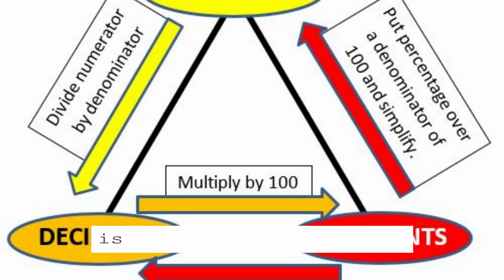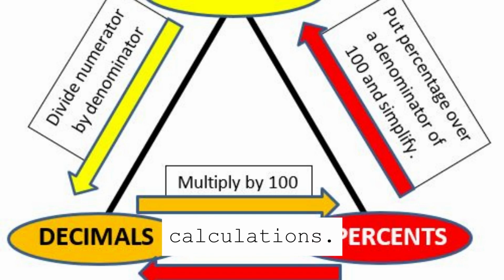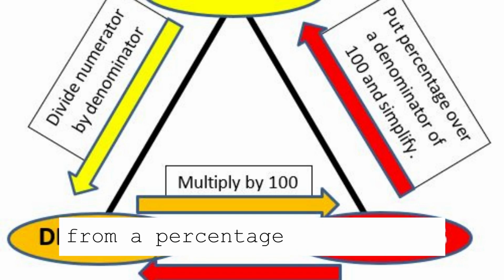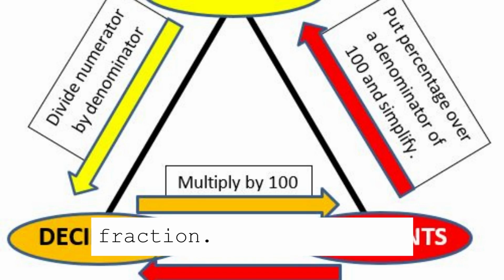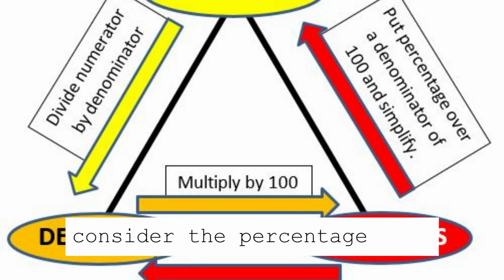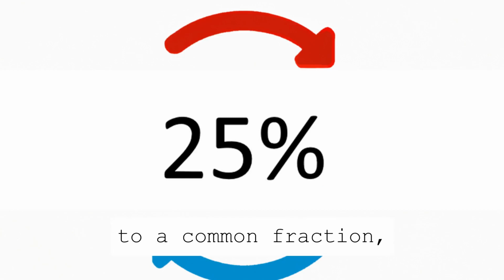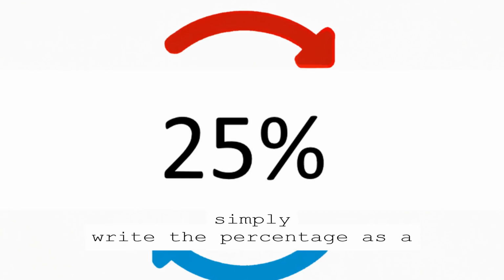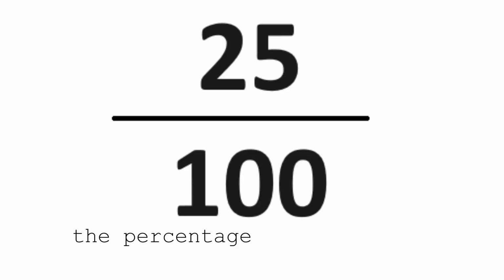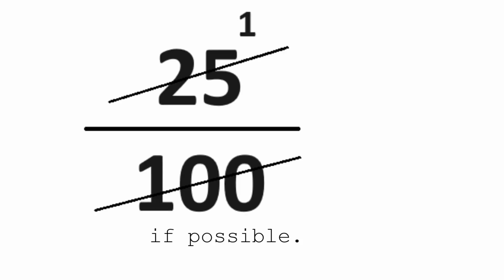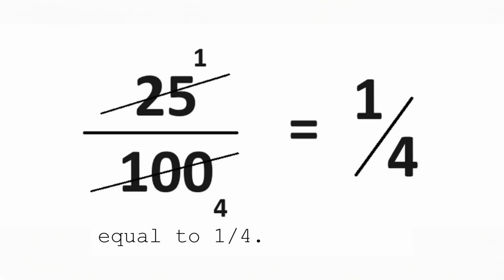We'll also cover the conversion from percentage to common fraction and decimal fraction. Understanding these conversions is essential for various calculations. Let's start with the conversion from a percentage to a common fraction. To illustrate, consider the percentage 25%. To convert this percentage to a common fraction, simply write the percentage as a fraction with the numerator as the percentage value and the denominator as 100. Now, simplify the fraction if possible. So, 25% as a common fraction is equal to 1/4.